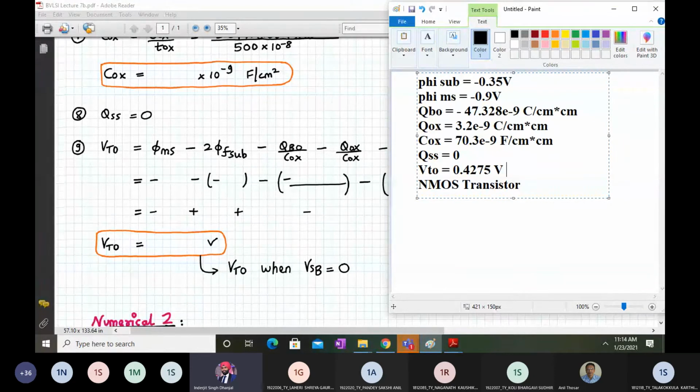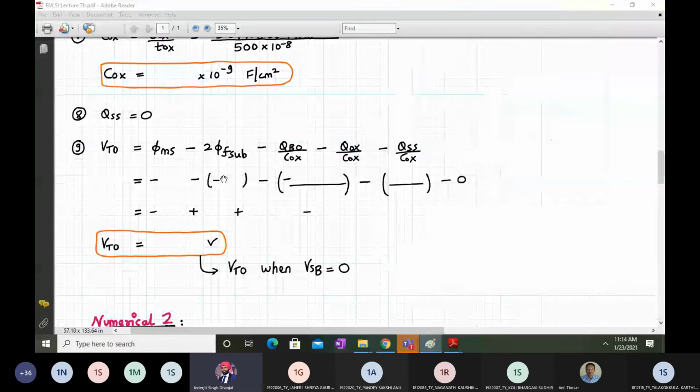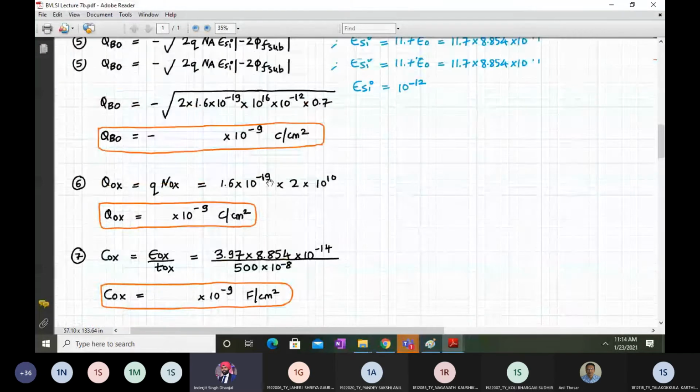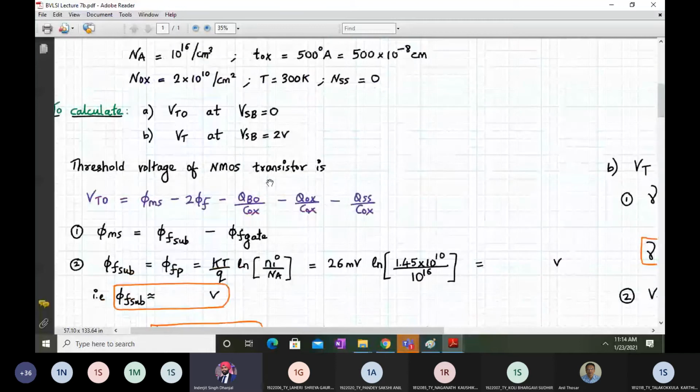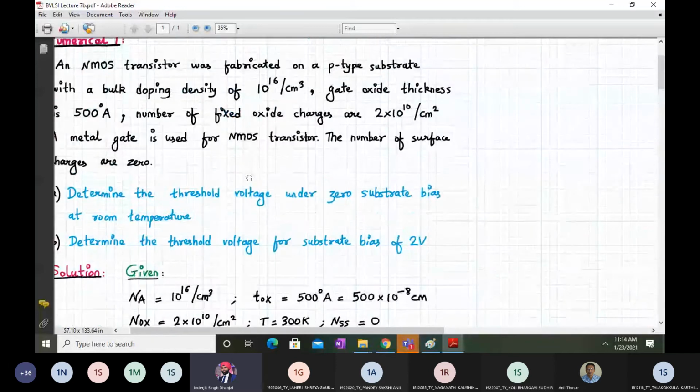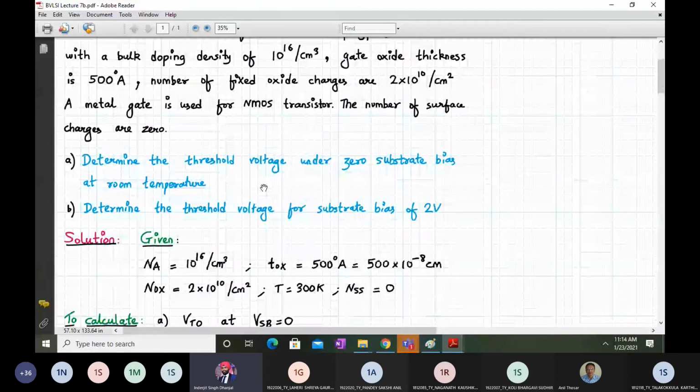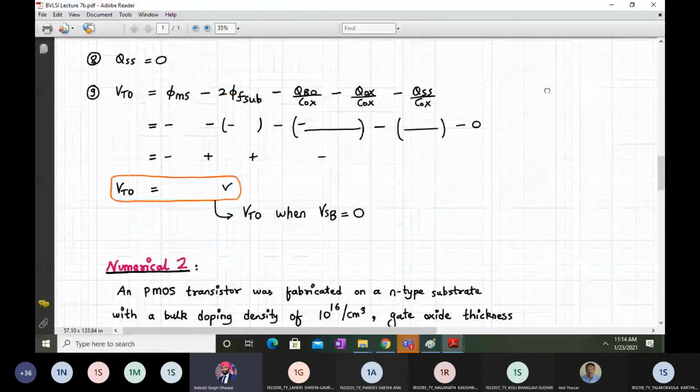Anyone else getting any other answer? Yes, correct, 0.4277. That's absolutely correct. Congratulations, you have solved the first numerical on the threshold voltage, and all of you are getting the correct answers. Very good. It's not so hard, and these types of numericals come for 10 marks. There's nothing to be scared of. It is very simple if you follow it systematically. On this note, we have to calculate the other part also.